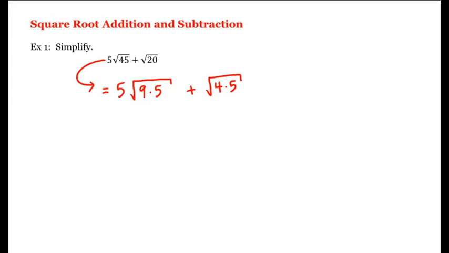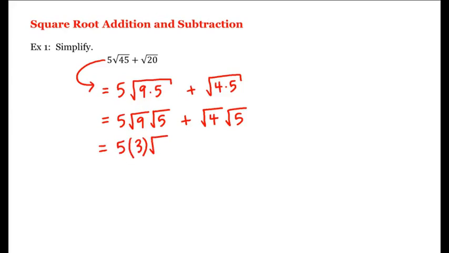And now by properties of radicals, this is equal to 5 times the square root of 9 times the square root of 5, plus the square root of 4 times the square root of 5, which is equal to 5 times the square root of 9, which is 3, times the square root of 5, plus the square root of 4, which is 2, times the square root of 5, which is equal to 15 times the square root of 5, plus 2 times the square root of 5.